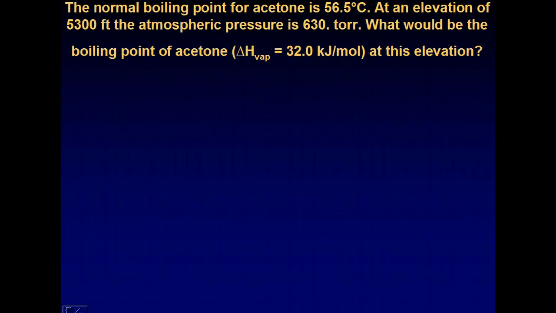This will be our last example with Clapeyron's equation. This time we're going to take a look at acetone. We're given the boiling point for acetone. It says normal, so again we're at the pressure of 1 atmosphere. It's 56.5 degrees Celsius. We're told if we go up to 5,300 feet, the atmospheric pressure is 630 torr, and we want to know what temperature of acetone would boil at this elevation.